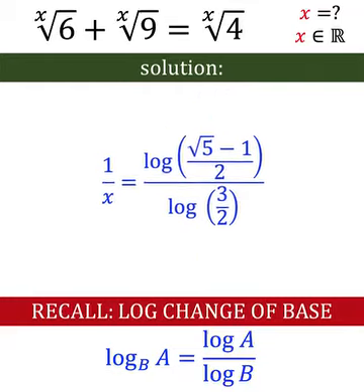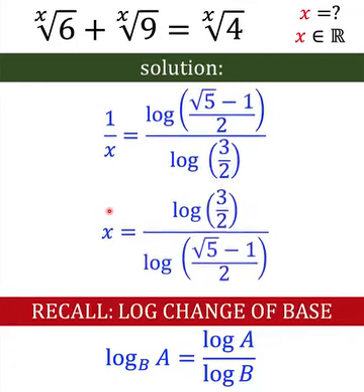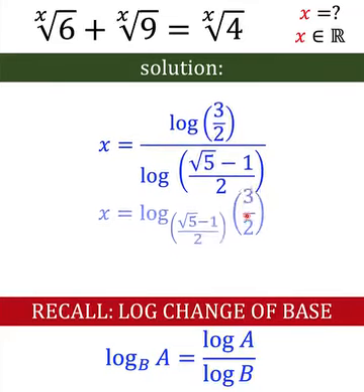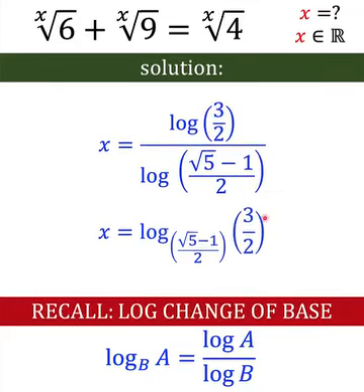Since we are solving for x, we do not want 1 over x, we want the x. And so we get the reciprocal of both sides of the equation. And so x is equal to the reciprocal of this, which is the logarithm of 3 halves over the numerator, the logarithm of square root of 5 minus 1 all over 2. Again, using this change of base formula for logarithm, we can now write this value as 1 logarithm, the logarithm of 3 halves to the base square root of 5 minus 1 over 2.